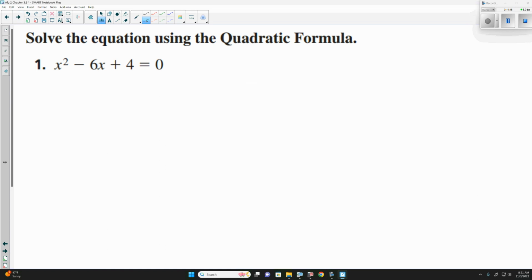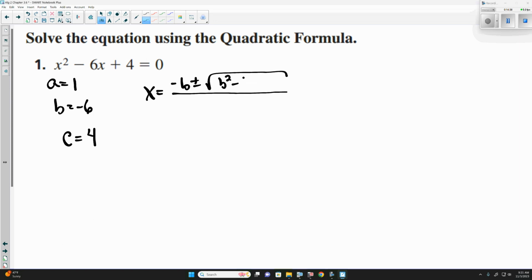X squared minus 6x plus 4, is it equal to 0? So the value of A is 1, the value of B is negative 6, and the value of C is 4. So x is equal to negative b plus or minus the square root of b squared minus 4ac all over 2a.